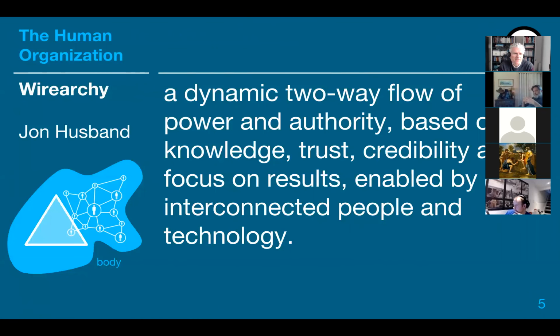So the first one you probably know. That's John Husband, who coined the term hierarchy, right? So hierarchy in his definition is a dynamic two-way flow of power and authority based on knowledge, trust, and credibility, and a focus on results enabled by interconnected people and technology.